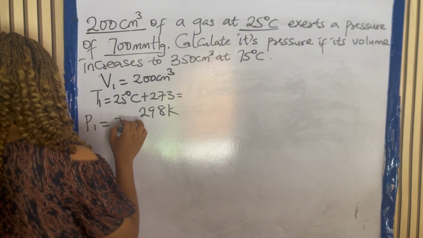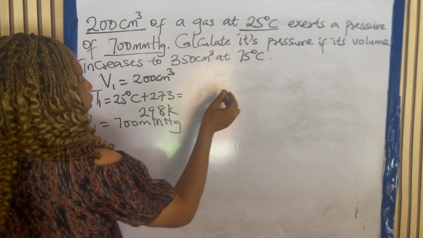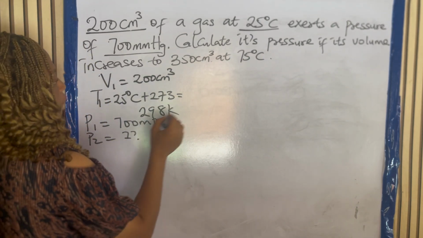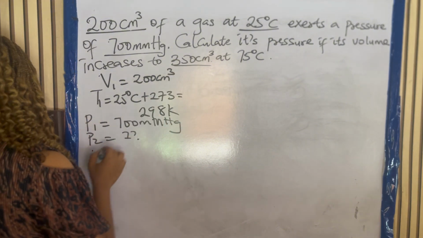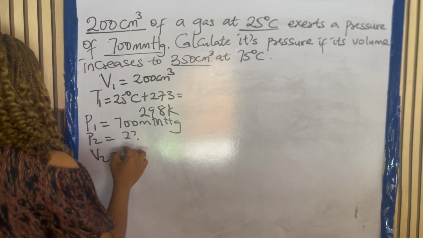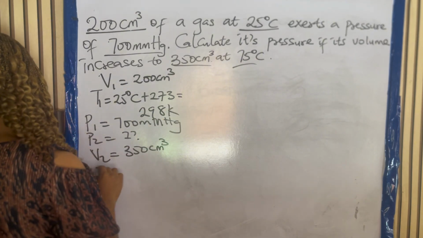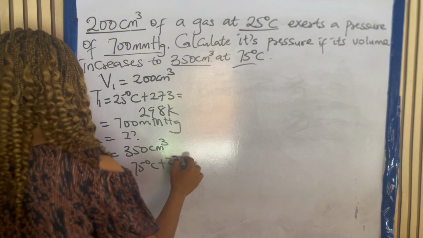P1 is what? 700 millimeter mercury. The question says find its pressure, so we're looking for P2, if the volume increases from this to that. So the volume here, V2, is 350 cm cube, and T2 is 75 degrees Celsius plus 273.